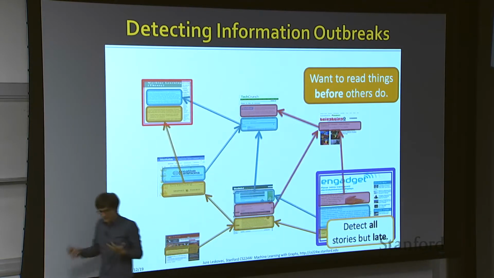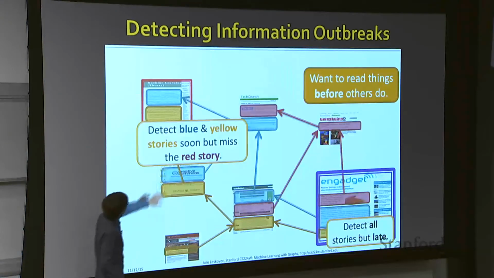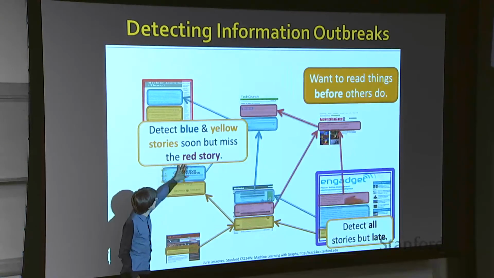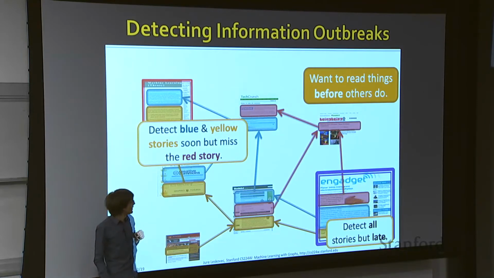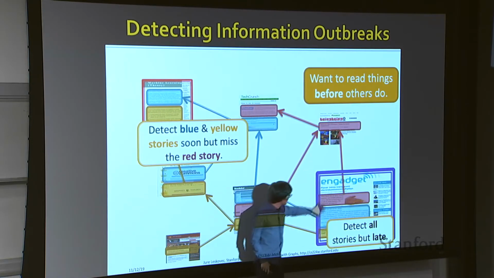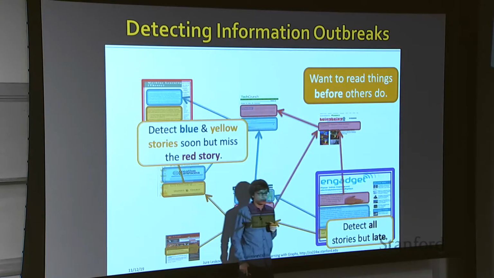Okay, so that's kind of the trade-off we'll be talking about, right? So here I detect blue and yellow, but totally miss the red one, but I detect blue and yellow very early, rather than here, where I detect everything. I get to learn everything, but it's so late that I'm the last person on earth to know it.